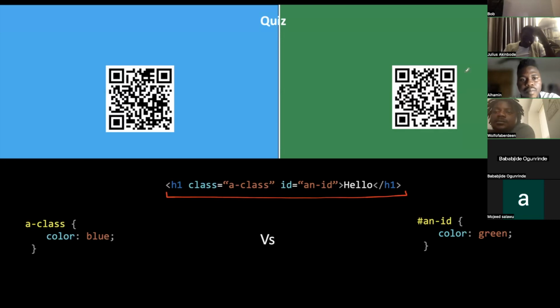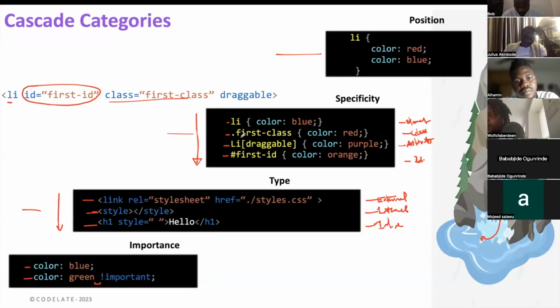Okay, Abiodun, why is it green? Unmute yourself, Abiodun. Specificity, or what do you call it? Because the ID attributes take preeminence. Preeminence, okay. You prioritize the ID.